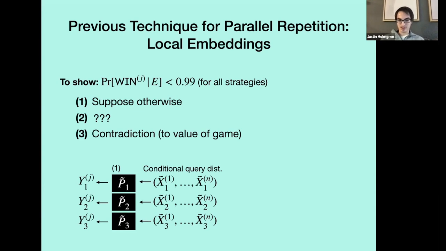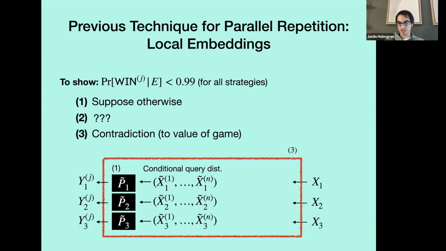But to be more specific, first to suppose otherwise, you say that you have a strategy that works well on the conditional query distribution. So here I've just depicted what this strategy might look like. In general, whenever I put tildes on top of something, that indicates that I'm thinking about the conditional query distribution instead of the unconditioned query distribution. Now when you want to get a contradiction, we want to reduce to some statement about the original unrepeated game. So we want to construct some strategy that takes as input a single copy of queries and produces as output the corresponding answers.